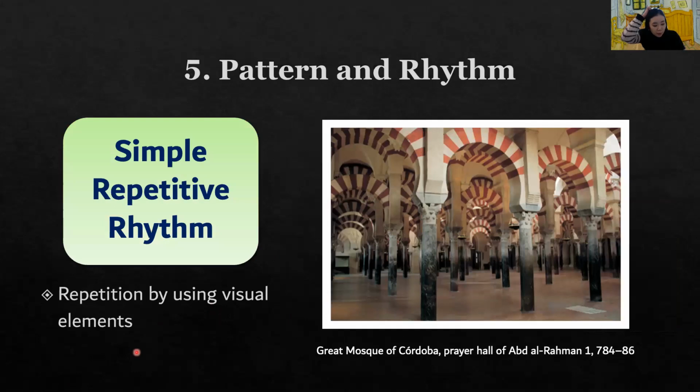And simple repetitive rhythm is a repetition using the same shape, color, size, value, line, or texture over and over again. So like this, the interior of a sculpture, architecture. So we can see the same color pattern on the arch design, right? With the same style of columns. So that is called a simple repetitive rhythm.